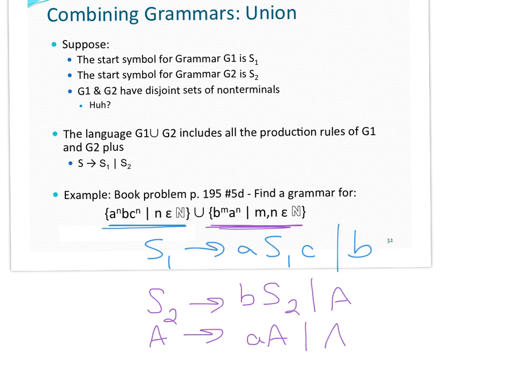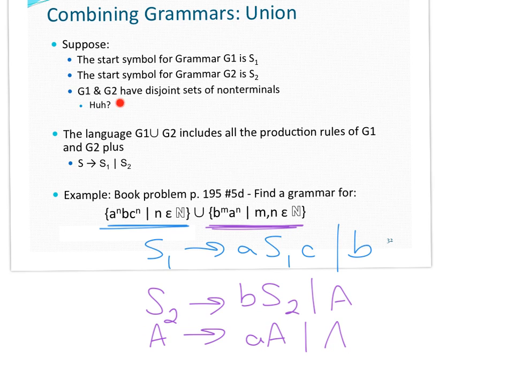A bunch of B's, zero or more B's, followed by zero or more A's. Okay? All right, so let's look at what I have here. Suppose that the start symbol for grammar G1 is S1. Well, let's call this grammar G1, and it starts with S1. Suppose that the start symbol for grammar G2 is S2. Let's say this is G2, and it starts with S2.